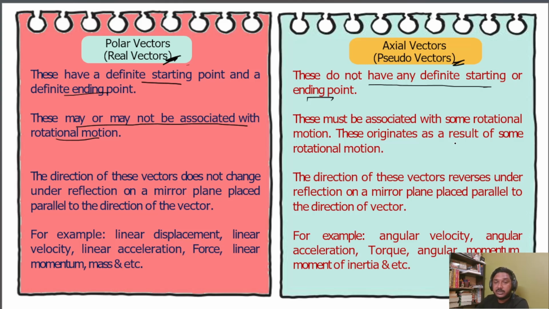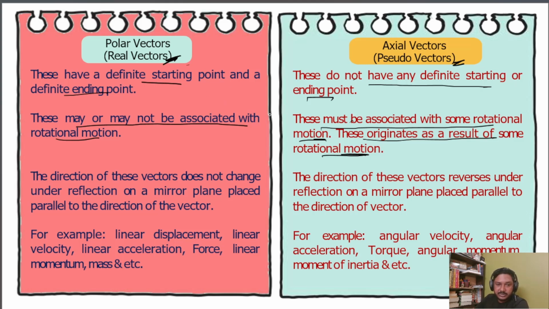So it is not necessary that there has to be any rotational motion, but in case of axial vectors, these must be associated with some rotational motion. These originate as a result of some rotational motion. So if there is no rotational motion, axial vectors cannot come into question. Axial vectors cannot exist if there is no rotational motion, but polar vectors will exist all the time, no matter whether the motion is rotational or not.